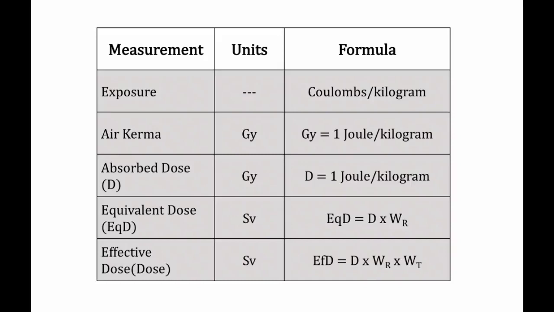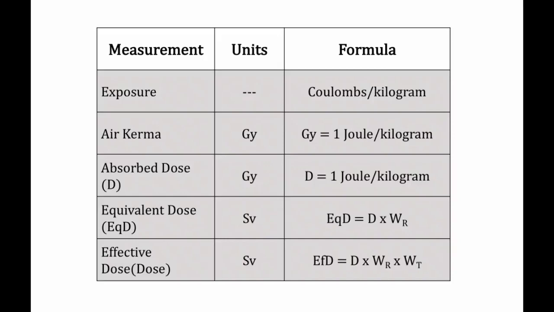And air Kerma, instead of measuring the number of ionizations in air, measures the energy of those ionizations in air. In fact, Kerma, that word, is actually an acronym which stands for kinetic energy released per unit mass. Air Kerma is measured in units of gray, and 1 gray is equal to 1 joule of energy per kilogram of mass.